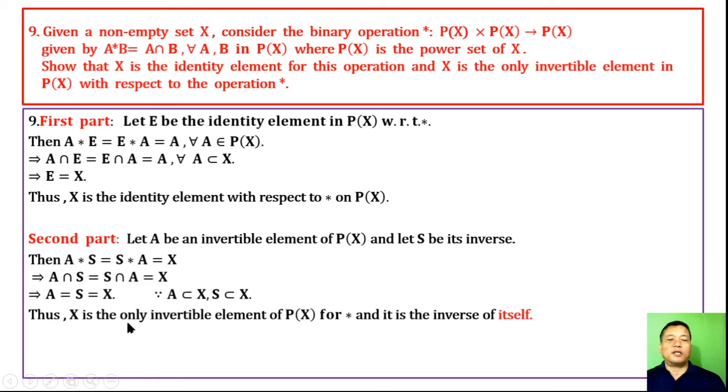Thus X is the only invertible element of P(X), and it is the inverse of itself with respect to asterisk. Hence proved.